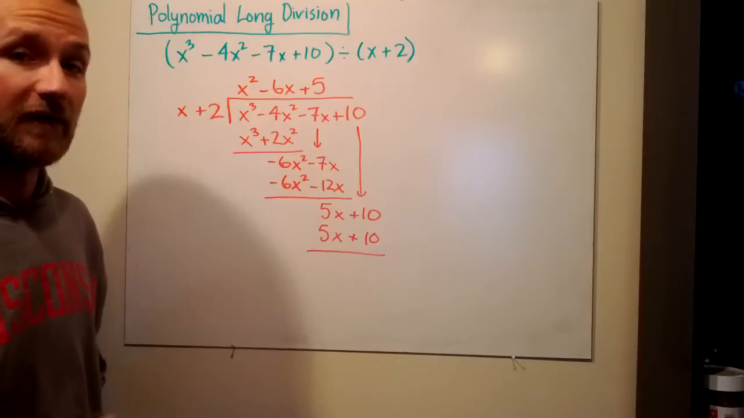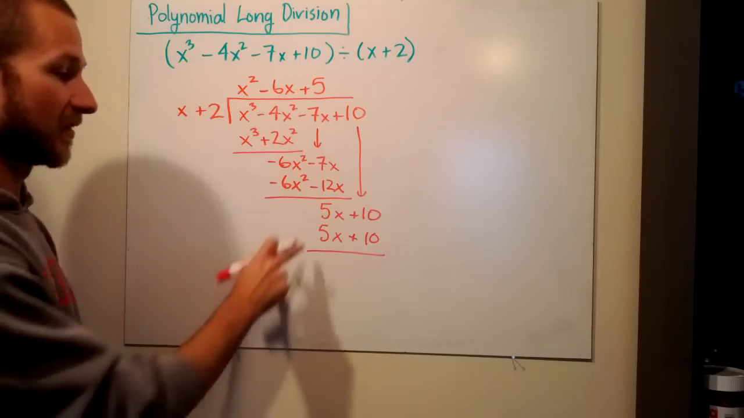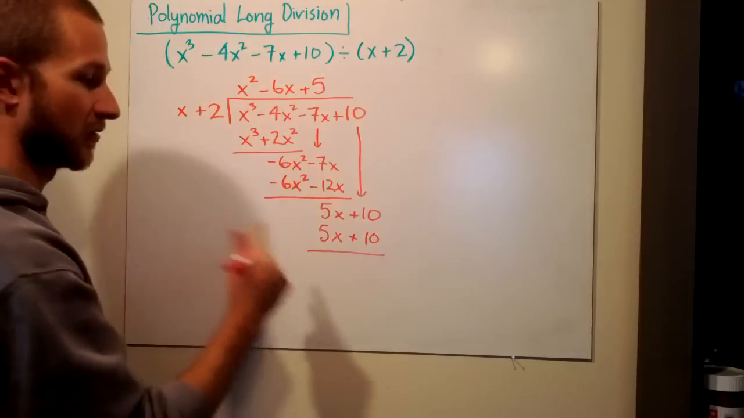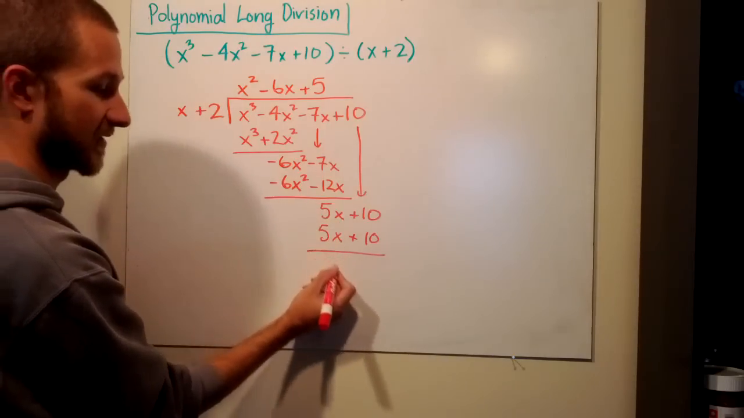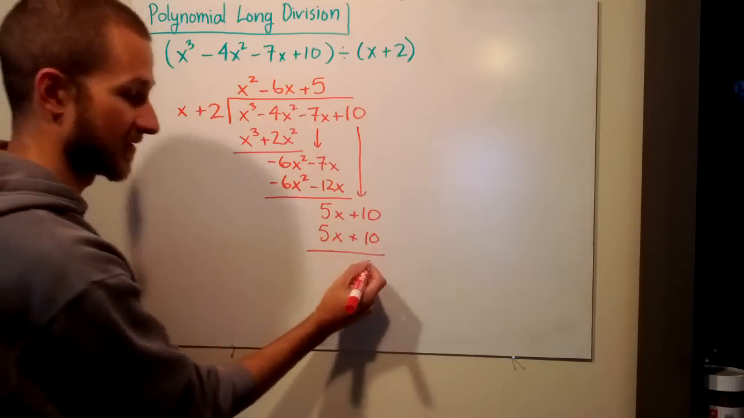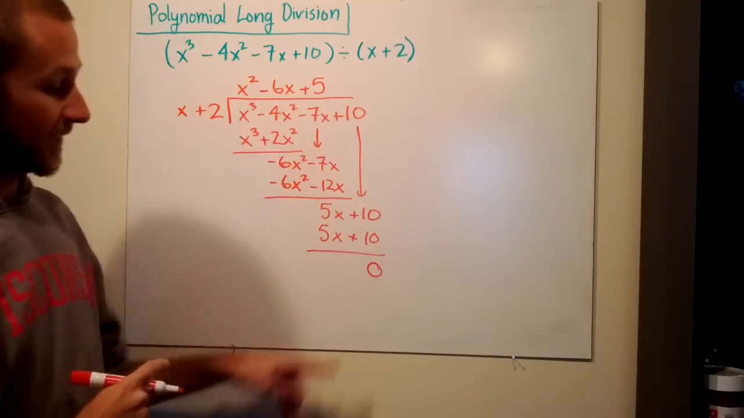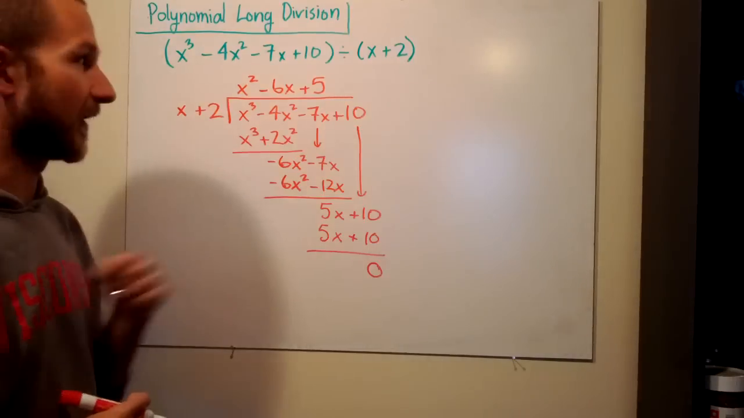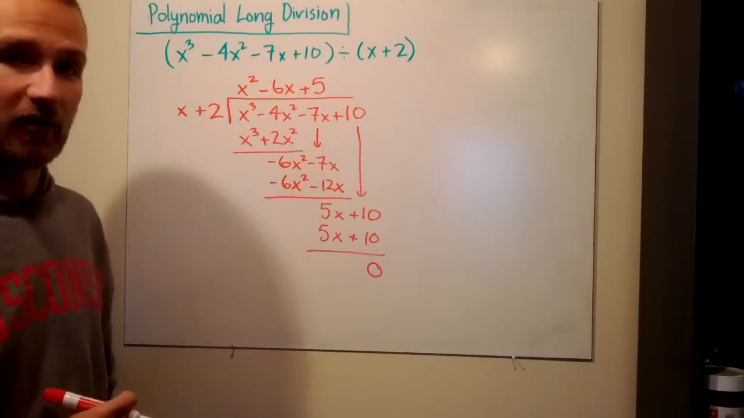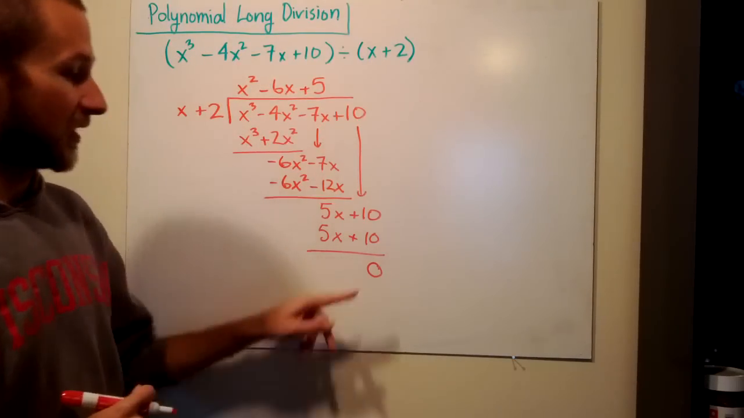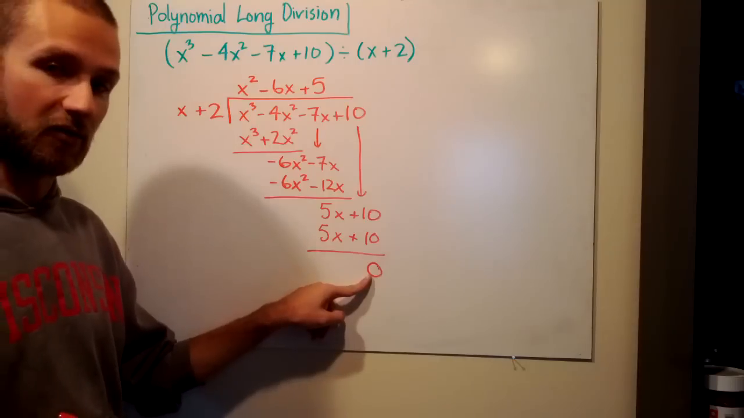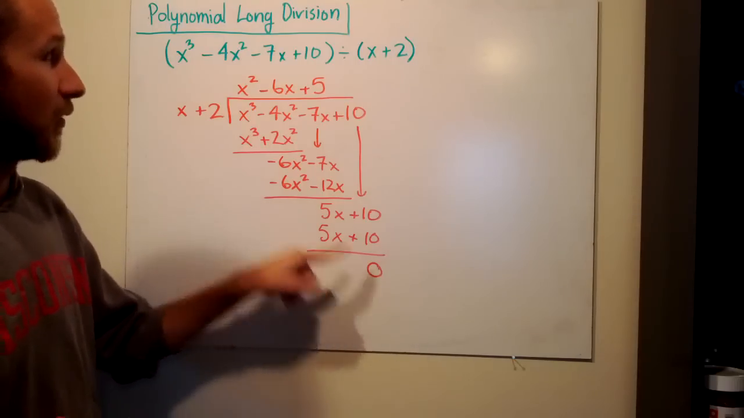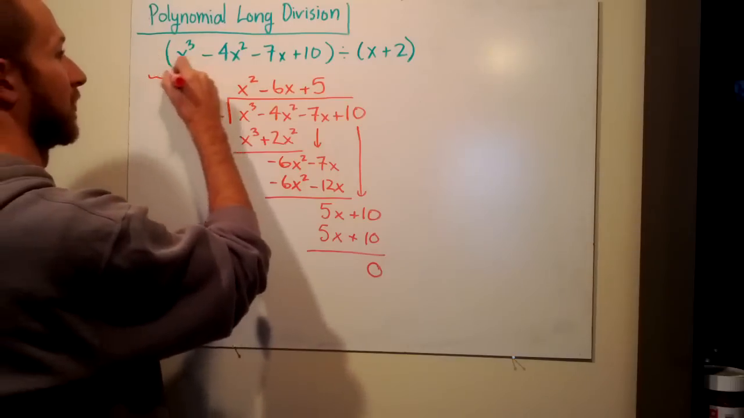Now, if it divides evenly, you're going to get the same term for this very last step. I'll have used all the terms up here. If I subtract 5x from 5x, I get 0. And 10 minus 10 is 0. What that tells me is that x plus 2 evenly divides x cubed minus 4x squared minus 7x plus 10. If this came out to be anything other than 0, it would tell me that it does not evenly divide.